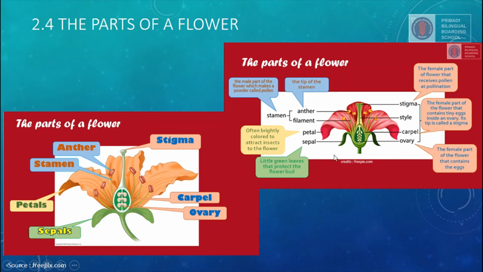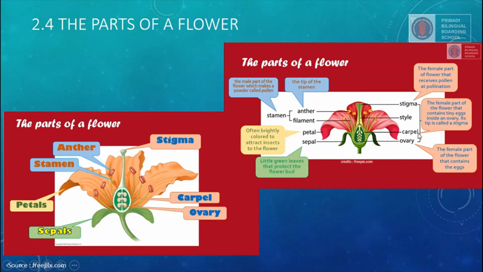The sepal usually will protect the flower buds, while the petals have bright colors to attract insects. The male part, stamen, has a tip called the anther. This anther will produce the pollen. And then for the female parts, there is the stigma that will receive the pollen at pollination.